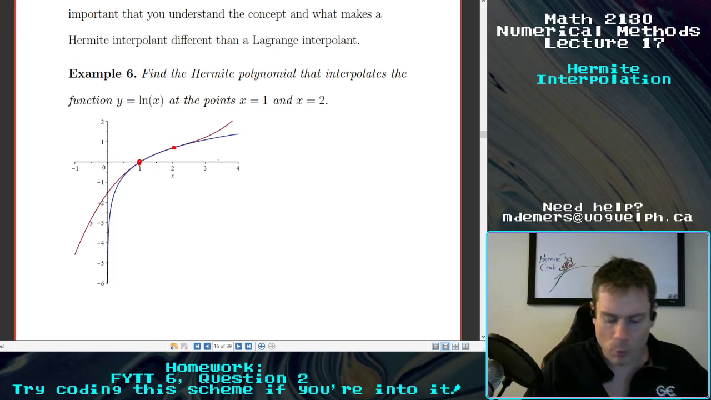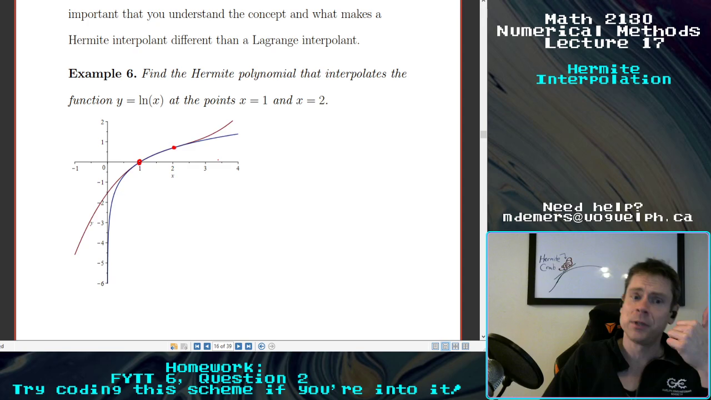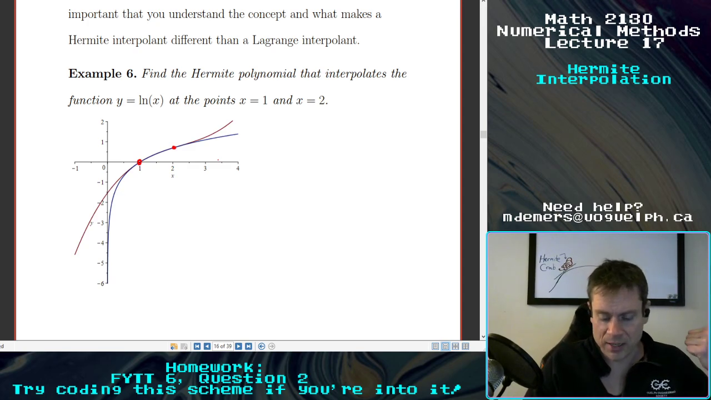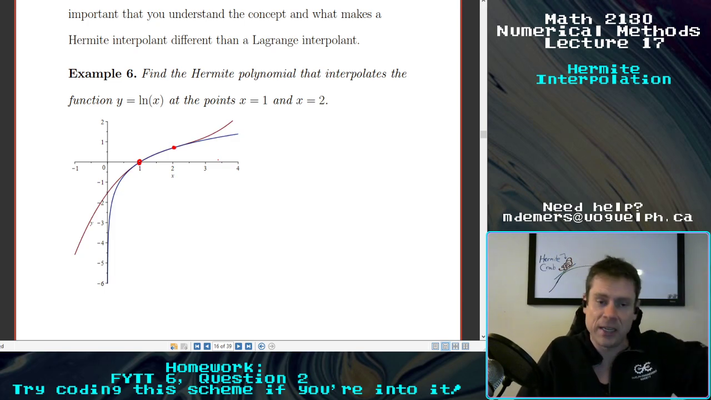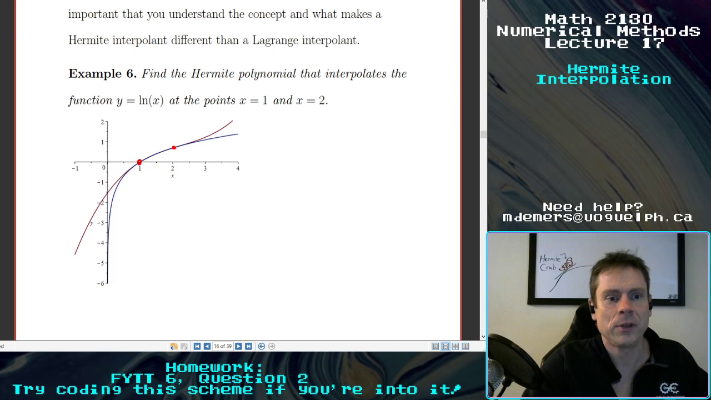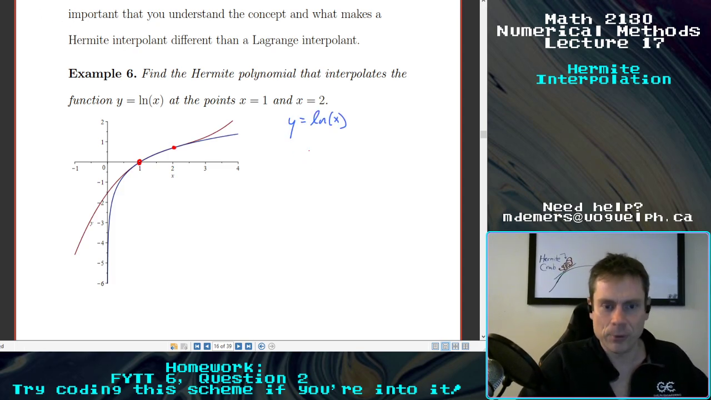So okay, let's think about what we need here. We're going to need some Lagrange basis functions. We're going to need slope data, because the slopes up here, we need them to be a part of this whole thing. So let's come up with a little bit of a graphic here. So we have y equals ln x. We have different values. Maybe I'll write this down in a chart sort of thing. X values, y values, and slopes.